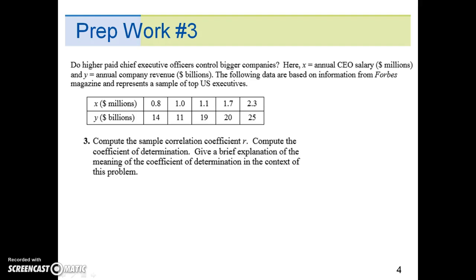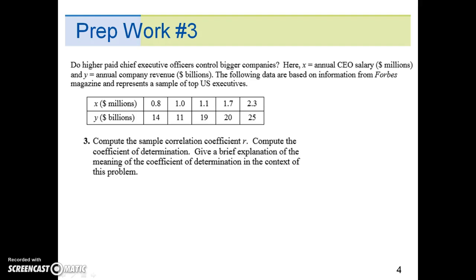Prep work number 3 is looking at the CEO salary versus the company revenue. Prep work numbers 1, 2, 3, and 4 use the same initial data. For number 3, you need to compute the sample correlation coefficient r, compute the coefficient of determination, and give a brief explanation of the meaning of the coefficient of determination in the context of this problem.